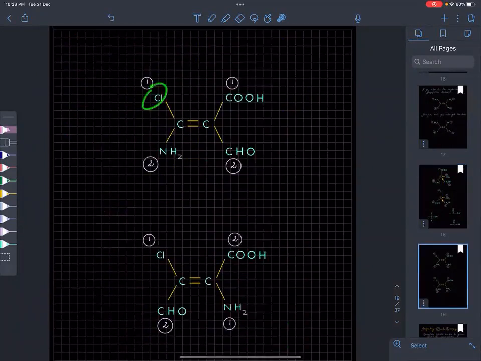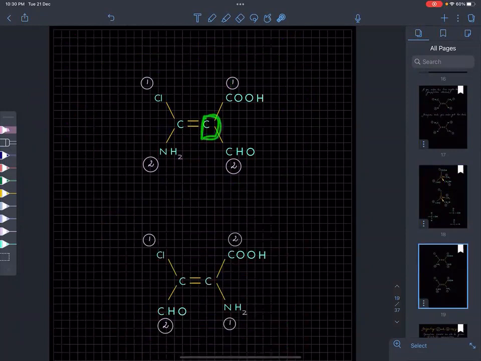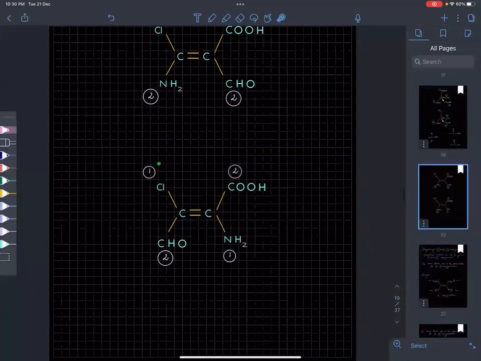Now here, 4 different groups are attached. So the problem is I cannot give cis and trans to this. So what I'll give? I'll give the priority. This will get number 1 and this will get number 2. I'm talking about this carbon, correct? What about this carbon? This will get number 1 because it is NH2, chlorine. NH2 will get number 2. What about this? For this carbon, CH2 gets 1 and 2. Clear?